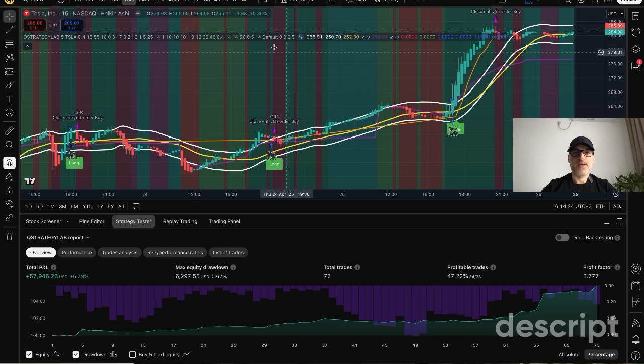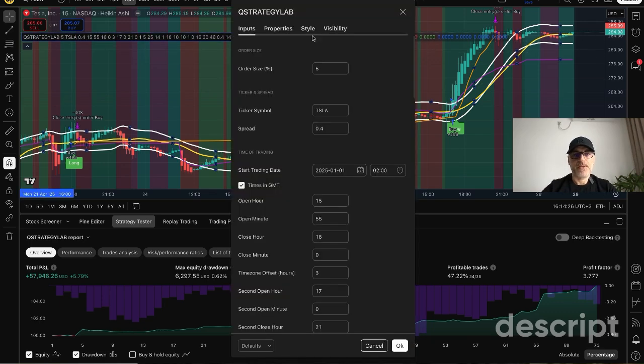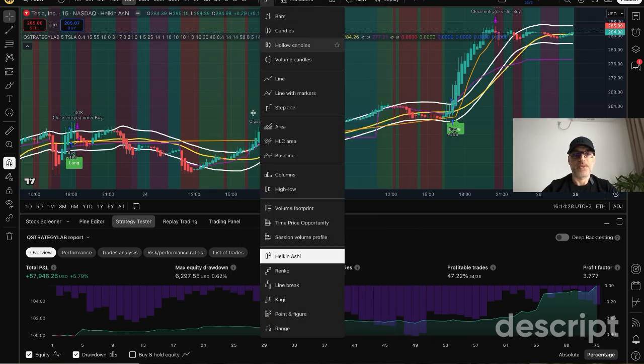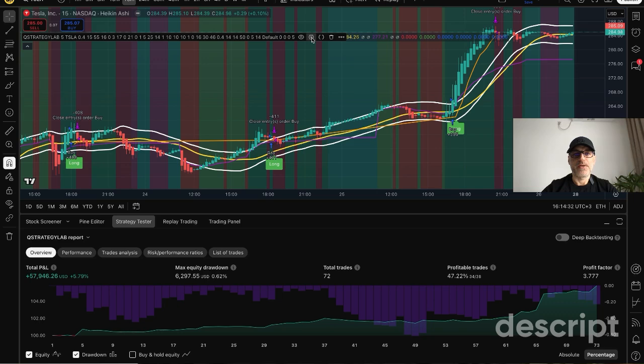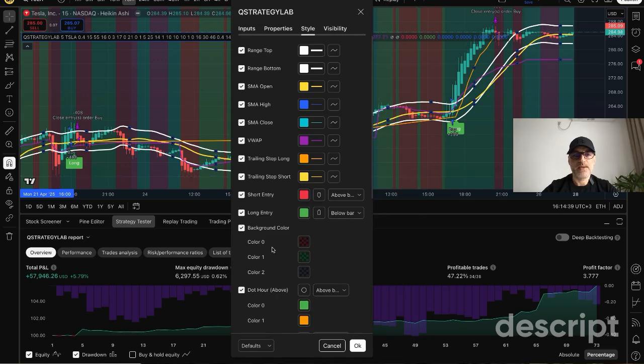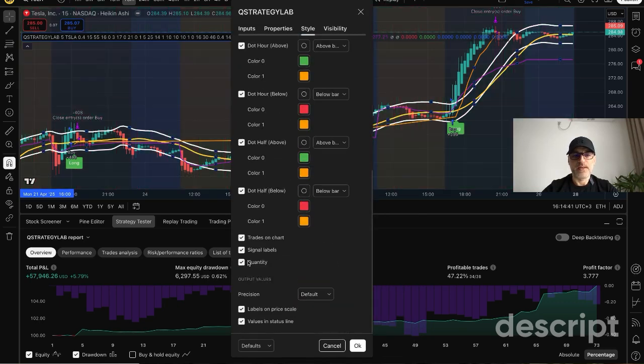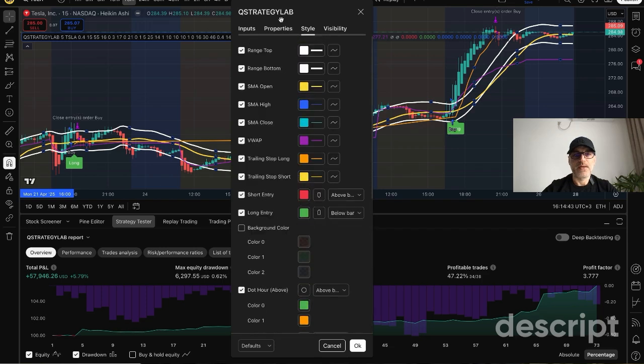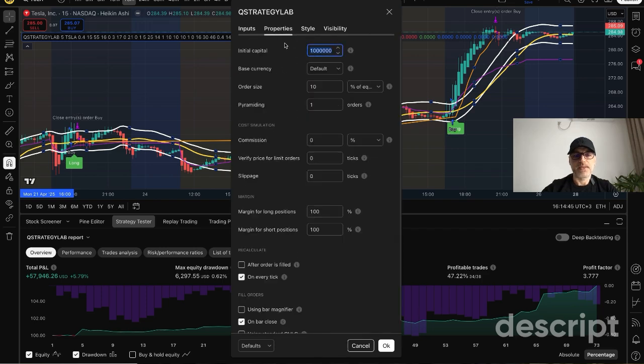So first of all, let's set the strategy. First we will check the candles to be Heikin-Ashi. Then we will enter the settings for the strategy. Let's move to style and clean it a little bit. Then to properties, let's simulate a 10,000 account.